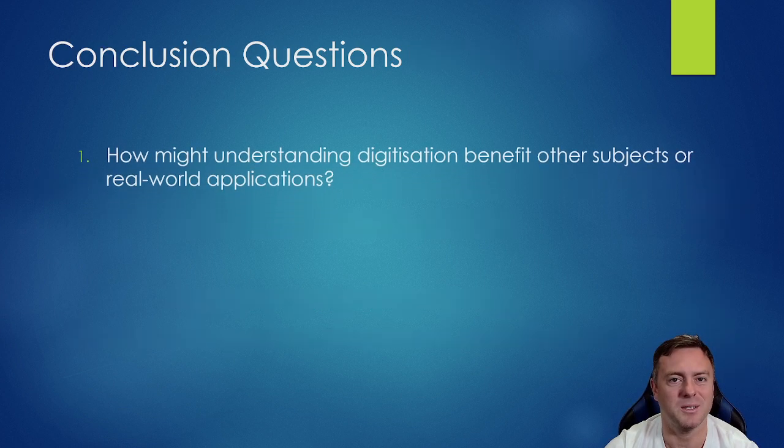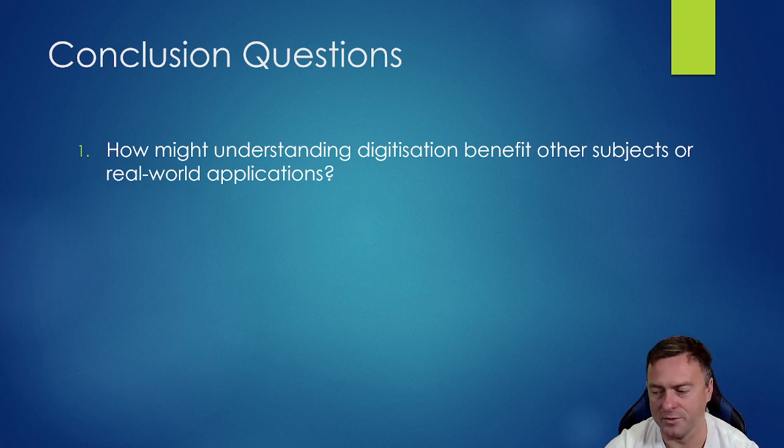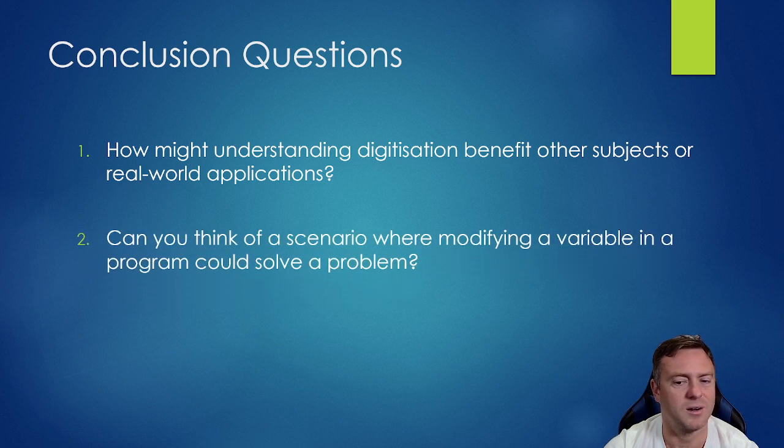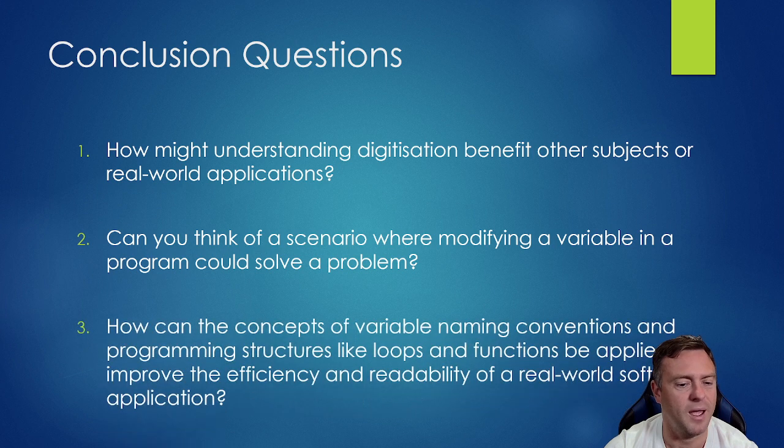So some conclusion questions to think about. First of all, how might understanding digitalization benefit other subjects? Can you think of a scenario where modifying a variable in a program could help solve the problem? And how can concepts of variable naming conventions and programming structures like loops and functions be applied to efficiency, making the code a bit more readable? The whole point behind this is to give you the foundation, so when we do loops and functions, more exotic and harder things, you've got that groundwork.